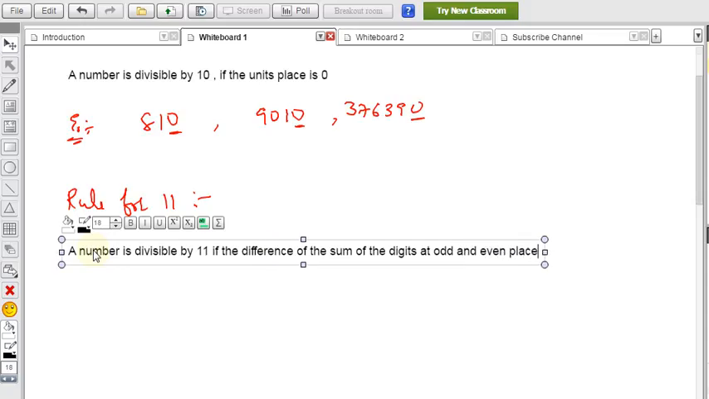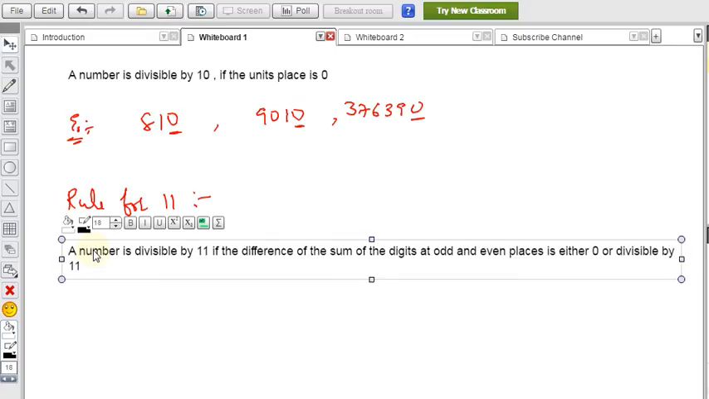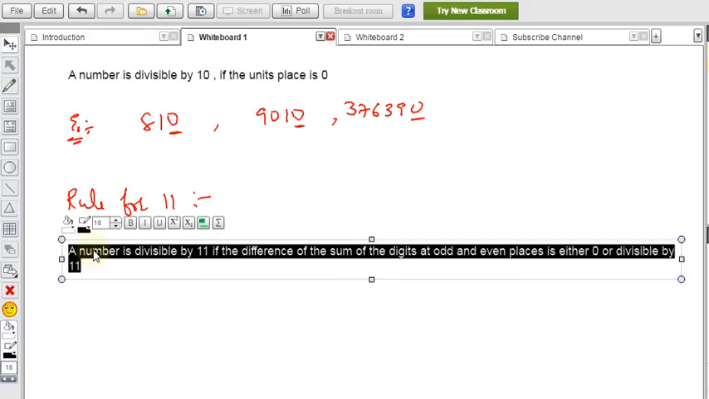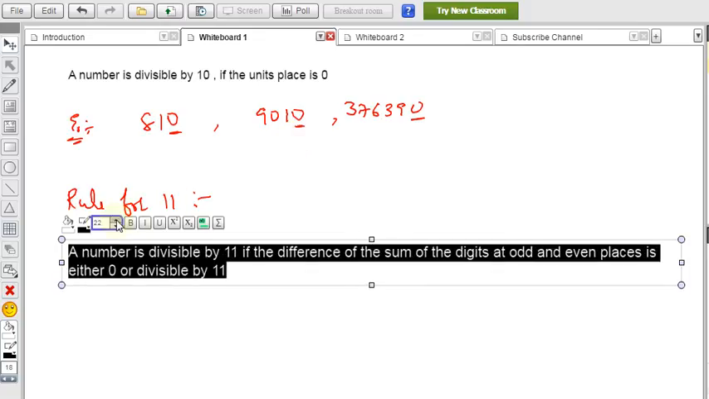is either 0 or divisible by 11. So we need to do the sum of the even and odd places.